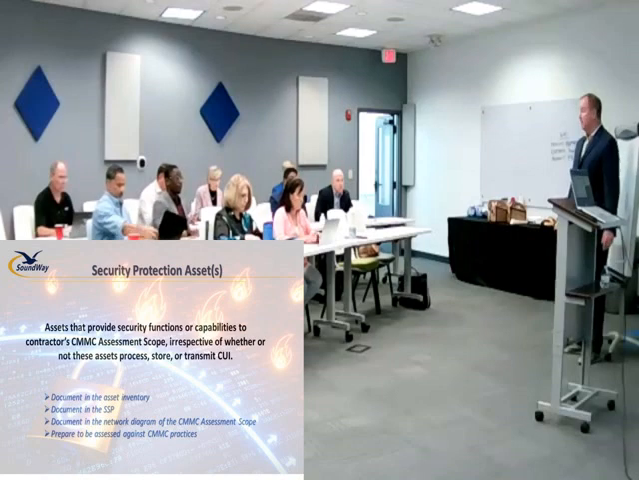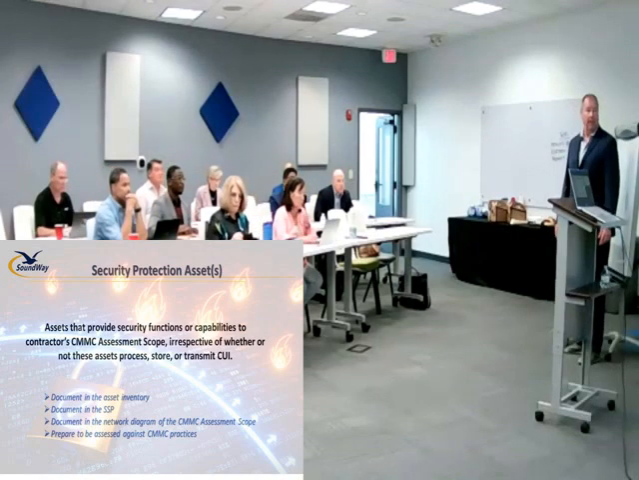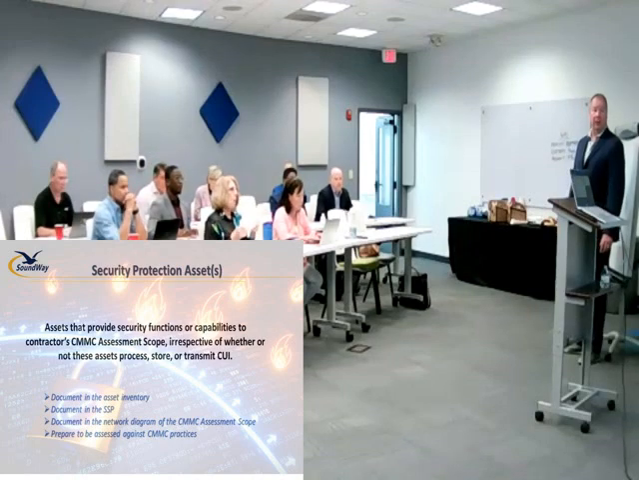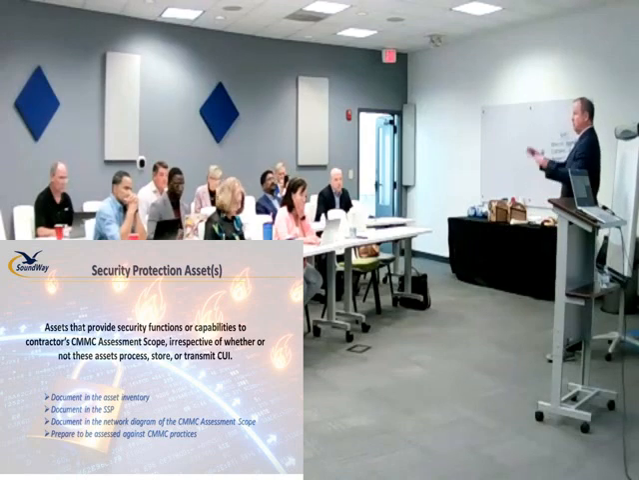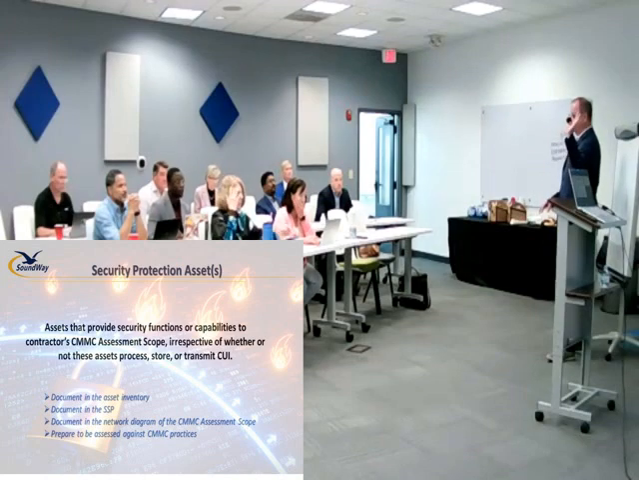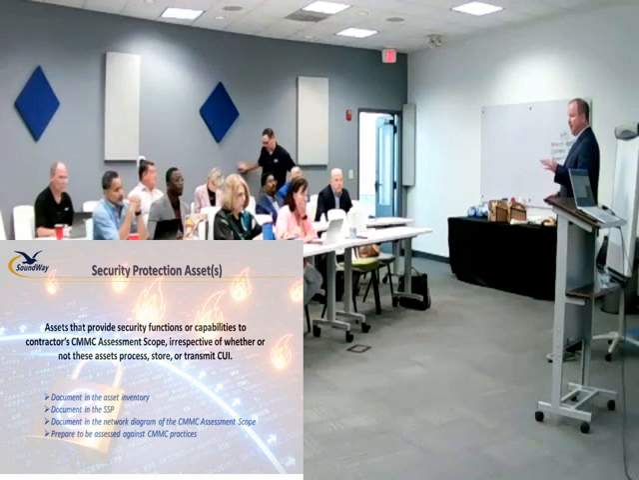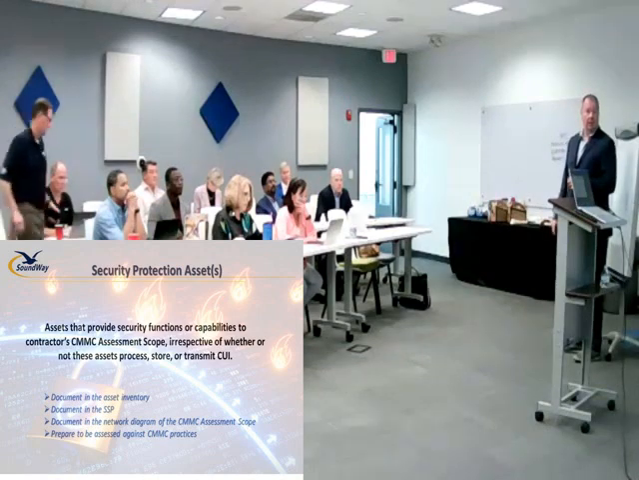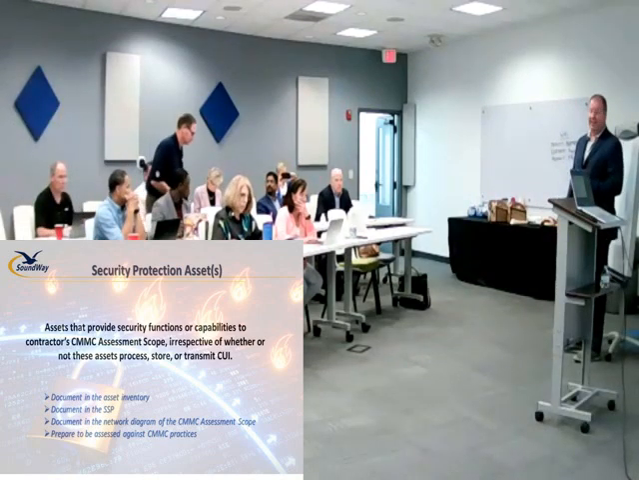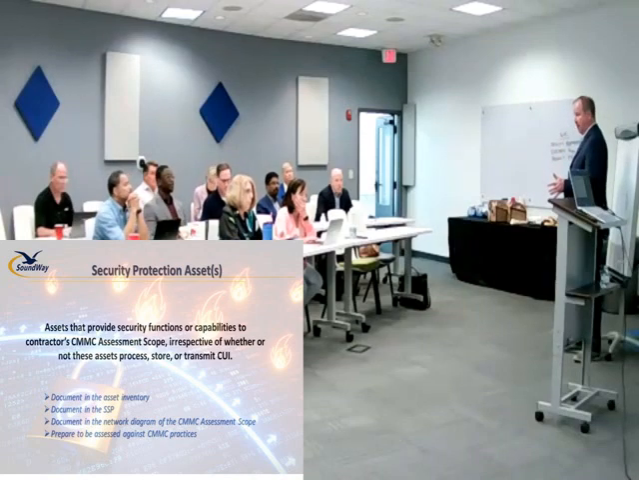You have to document it in your asset inventory. You have to document it in your system security plan. It also has to be included in your network diagram for the CMMC assessment scope. So we've all seen what a network topology should look like, and we're going to have some crude versions of that up here later on. But you're going to have to be able to define what each of those assets are. They have to be prepared to be assessed against the CMMC practices that are associated with security protection asset.